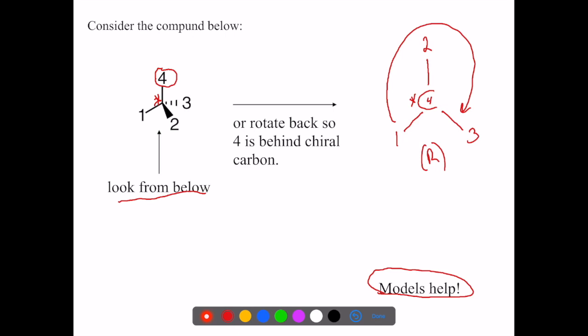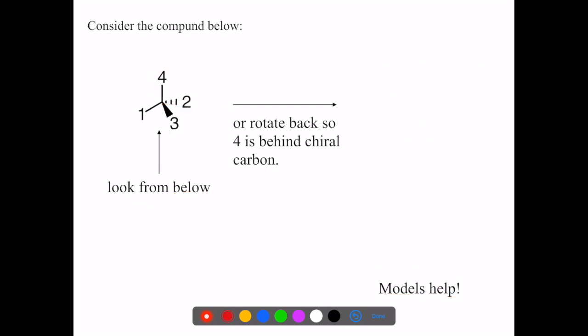You can also rotate, instead of picturing yourself lying there, rotate this so that the 4 tips backwards, the 2 tips up, and then you have this picture I drew to the right. If we look at this case, we have our carbon with group 4 behind. This is from looking below. Now 3 would be up, 2 would be down here, and 1 would be here. And we have counterclockwise, which is S.